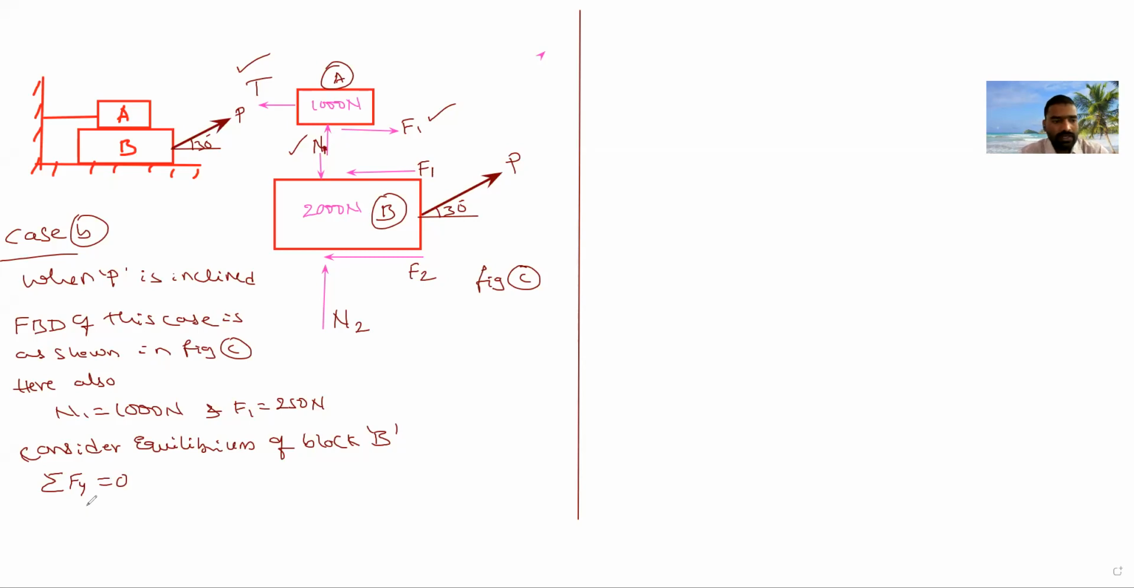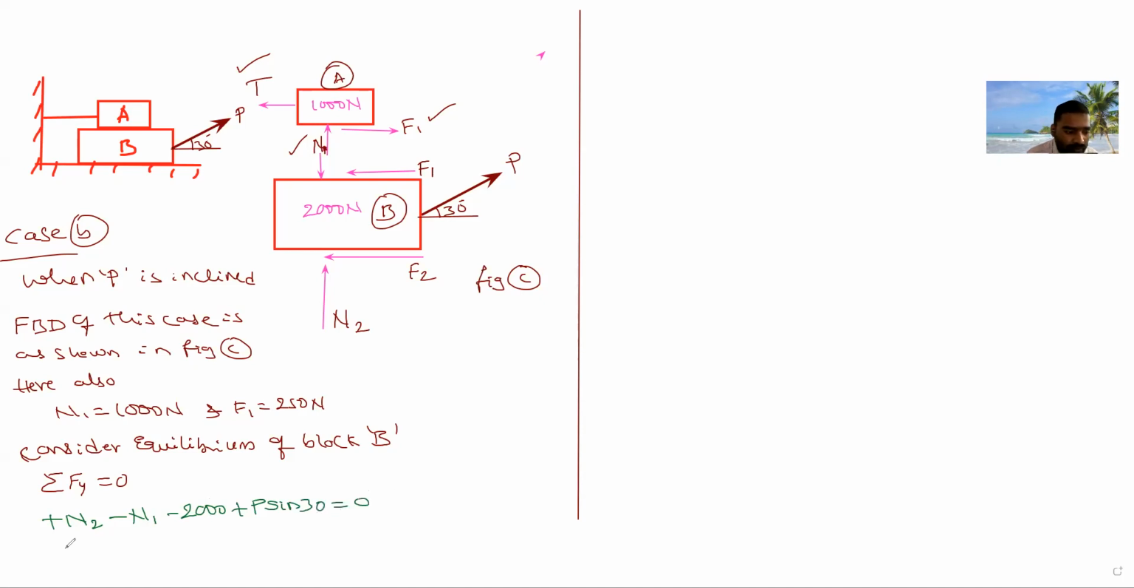So I will write plus N2. Next, minus N1. Next, minus 2000 Newton. Very good. Or P sin 30. Plus P sin 30, plus P or minus P? Plus, good. Plus P sin 30 is equal to 0.